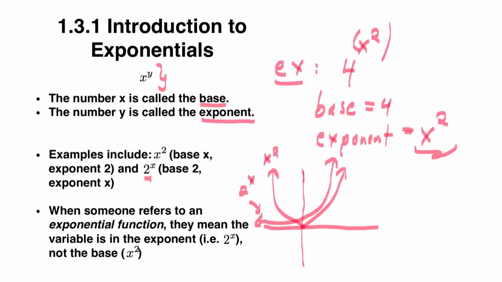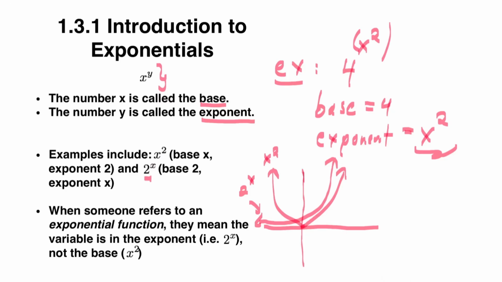Just a statement of nomenclature, when someone says an exponential function, they typically mean constant base, variable in the exponent. If there's a variable in the base and a constant exponent, this is what we call a polynomial. So they are somehow related, but behave very differently in most circumstances. So we'll look now at some of their most important properties.